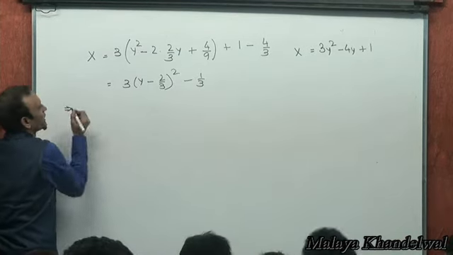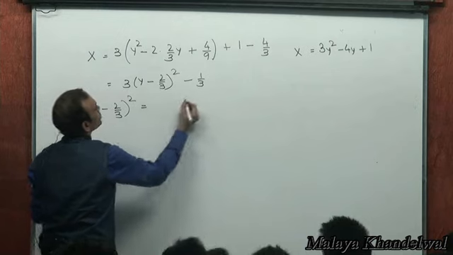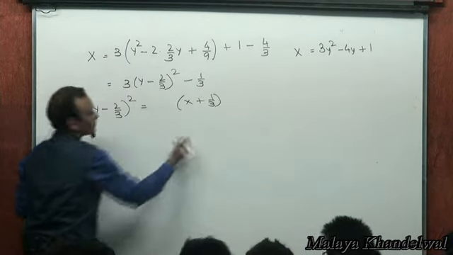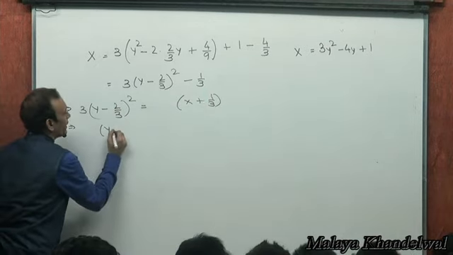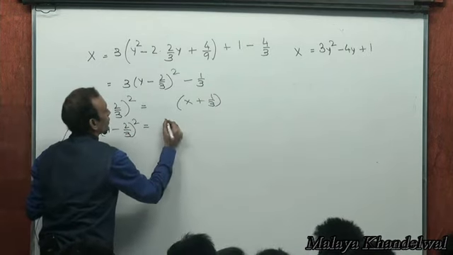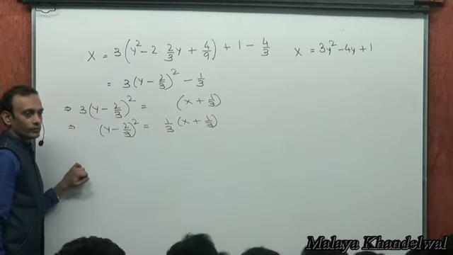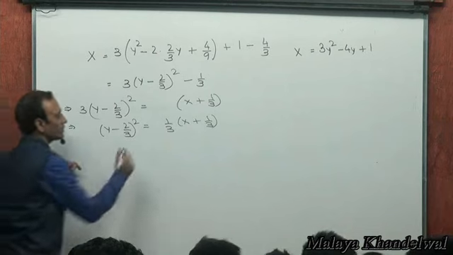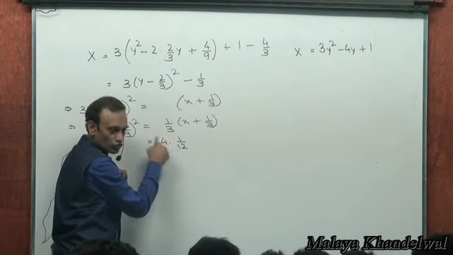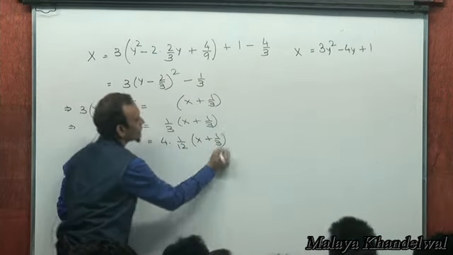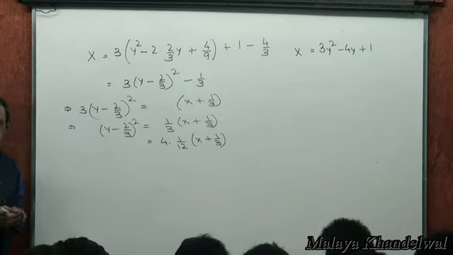Which then I could write as 3 into y minus 2 by 3 whole squared is x plus 1/3, right? Or y minus 2 by 3 whole squared is 1/3 into x plus 1/3, right? Which is like 4a. A is 1 by 12 here. I multiply and divide by 4. So 4 into 1 by 12, x plus 1/3. Yes or no?